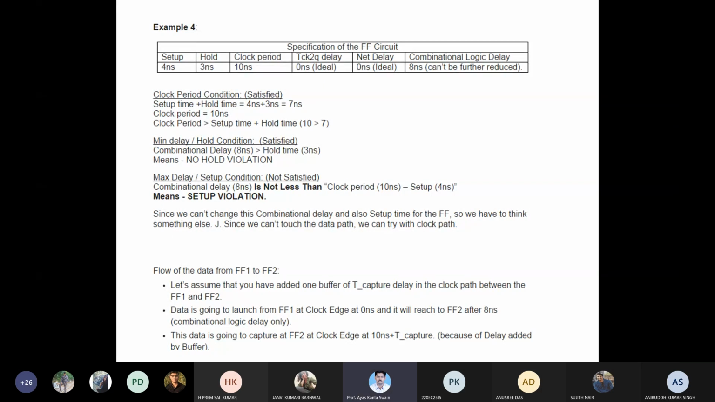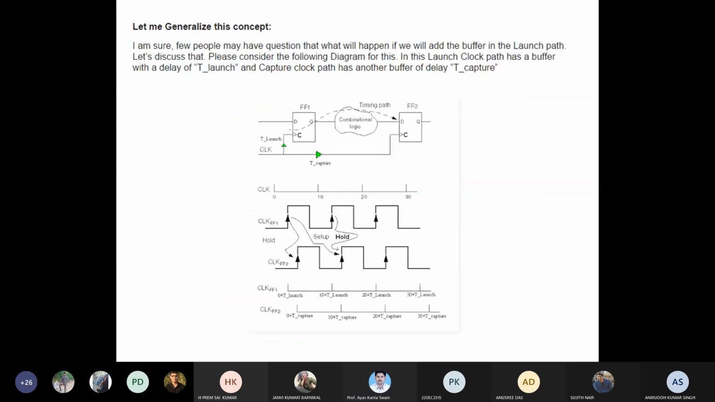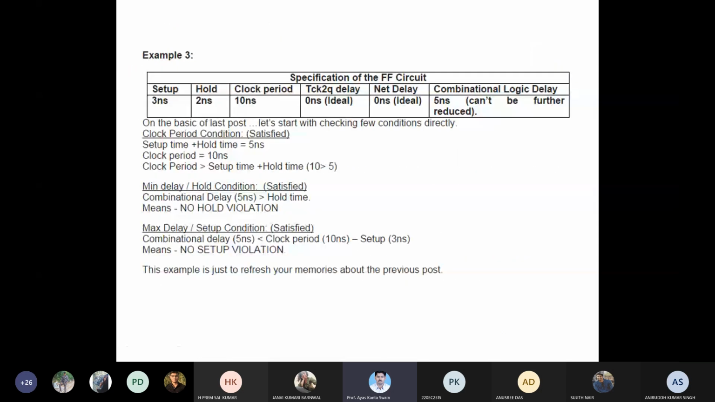So setup violation here, but again your question wants that you should not reduce the 8 nanosecond. So now how to approach these types of issues? Okay, so these types of issues can be approached by increasing the delay in the clock path. So delay in the T capture, that you can put a buffer, T capture. Okay, you are seeing here. So you can increase the delay in the clock path, then only it is possible.